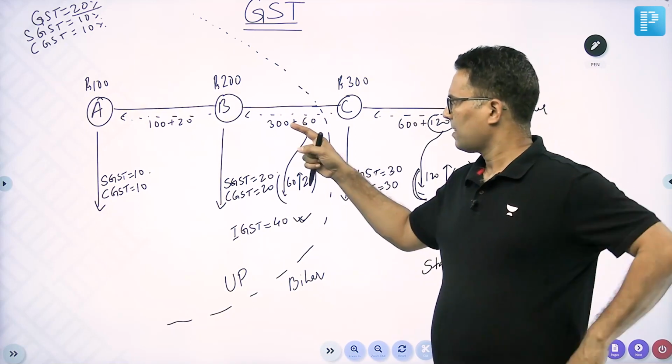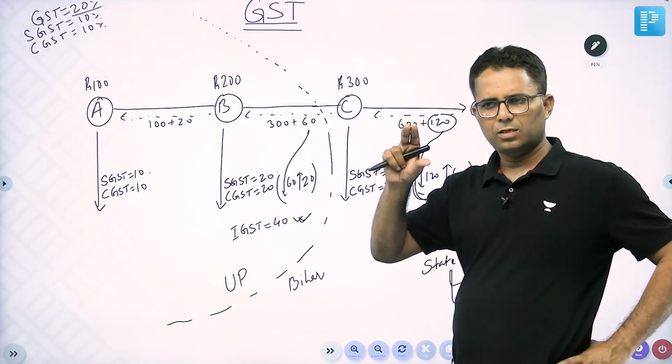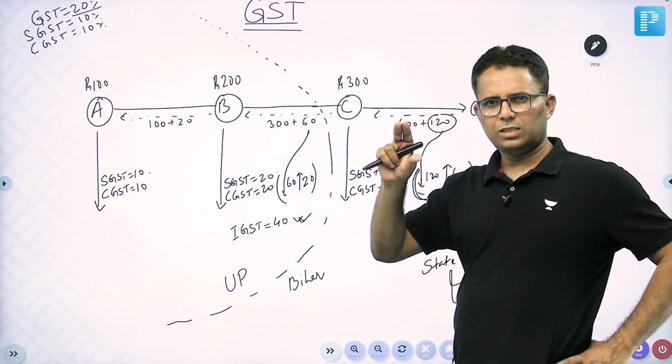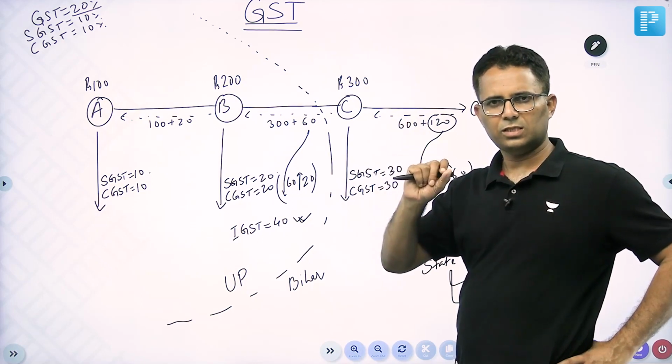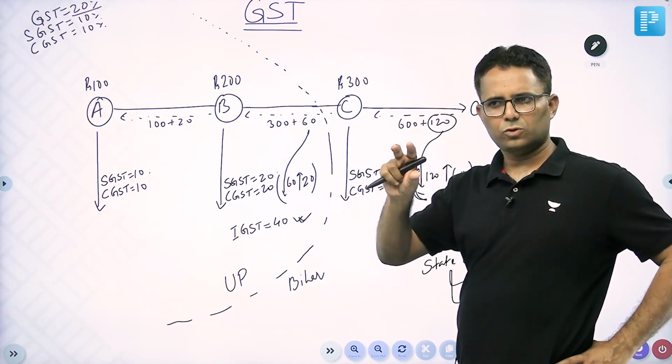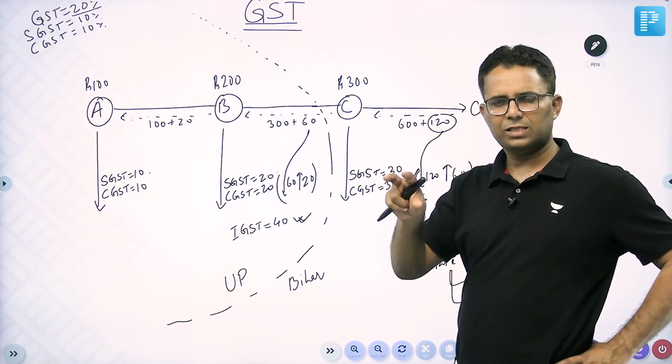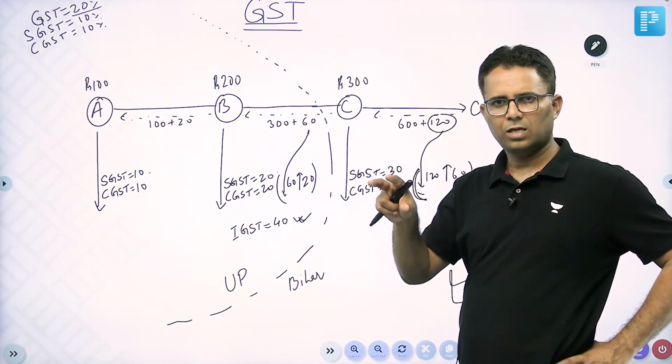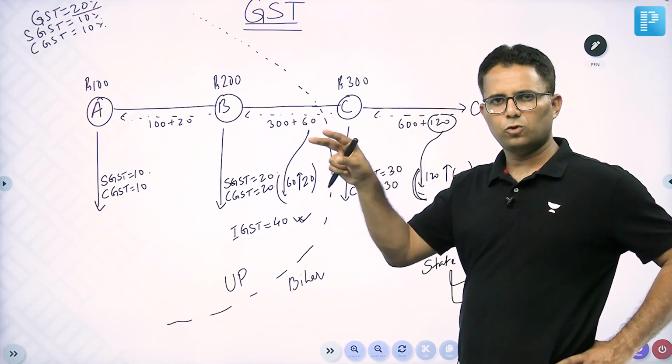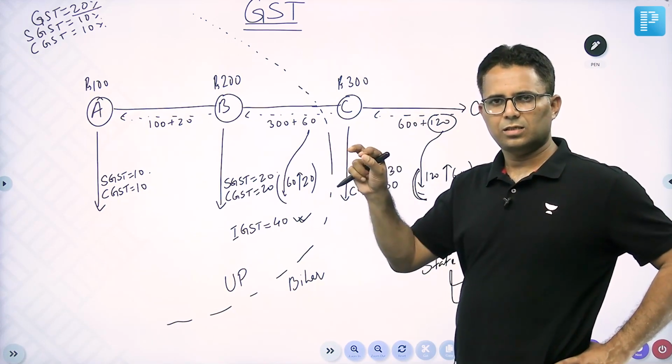So suppose bread: on bread 10% SGST and 10% CGST. So if bread is sold within Delhi, SGST and CGST 10% each. But if the same bread is sold from Delhi to UP, then IGST 20%.